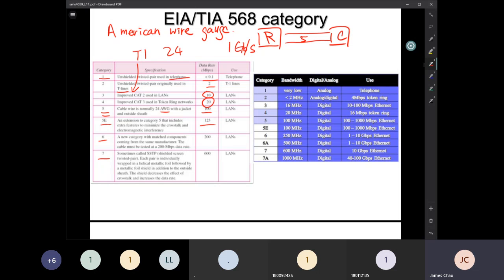Okay. Now, to the right-hand side, you can see again we showed you the cable categories. Now you can see nowadays if you are using a 1 gigabit Ethernet, you may see Cat7A cables, okay, in order to achieve the maximum data rate.